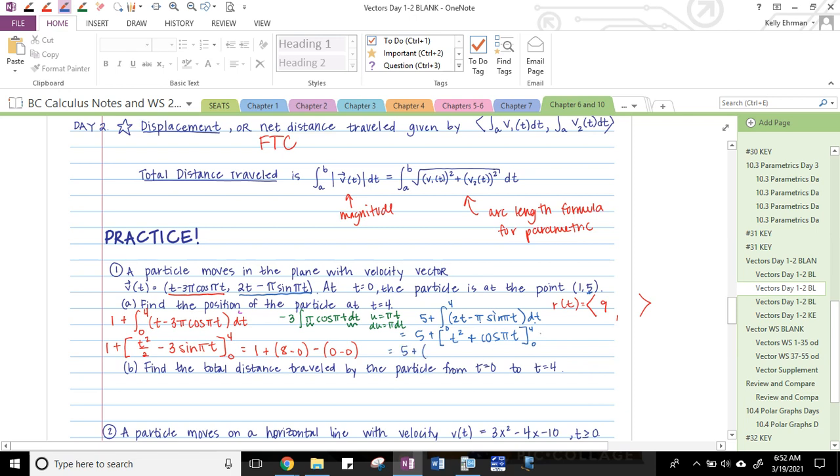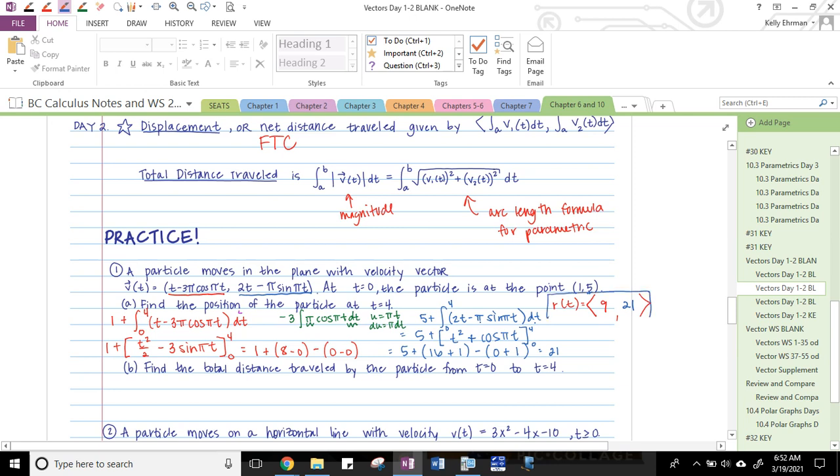5 plus, when you plug in 4, t squared is 16. When you plug in 4 here, cosine of 4 pi is 1, so plus 1, minus, when you plug in 0, don't just assume this is 0, because remember, t squared is 0, sure, but cosine of 0 is 1, so we have to be careful there. Plus 1 minus 1 will go away. 5 plus 16 is 21.